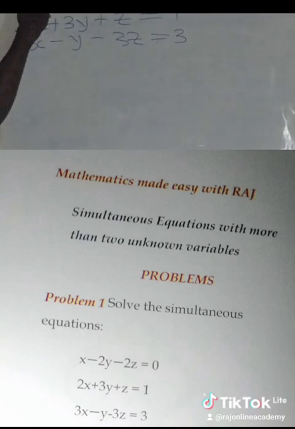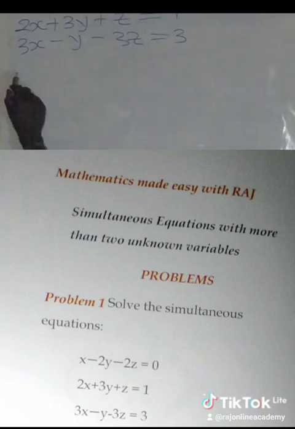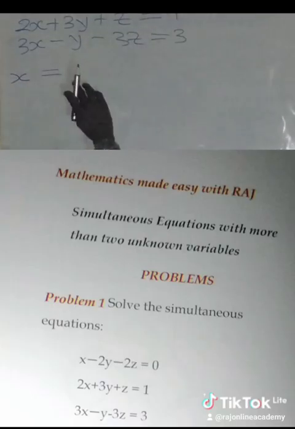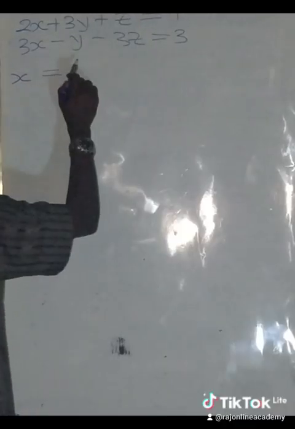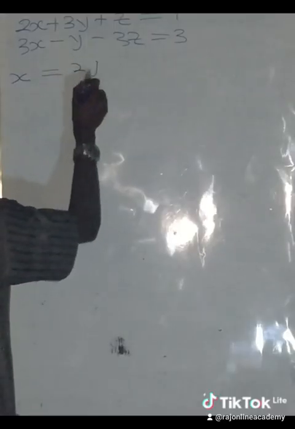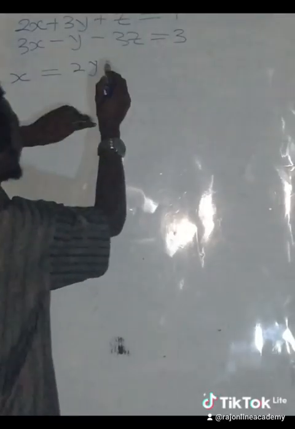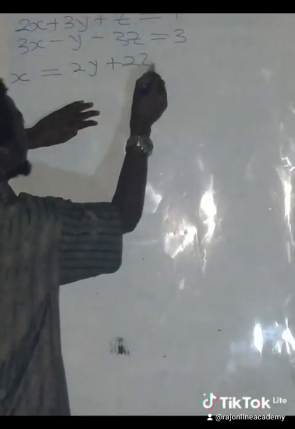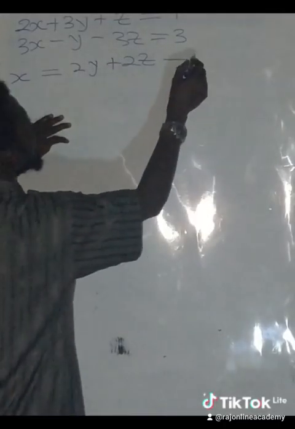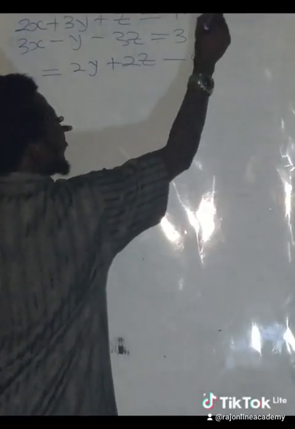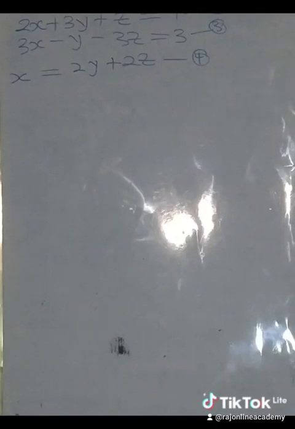Looking at equation 1 here, x is now equal to 0. So transpose everything. We now have 2y minus 2z, so we have plus 2z now. Call this equation 4. We have four equations: this is equation 1, equation 2, and equation 4. Are we right? Yes, sir.